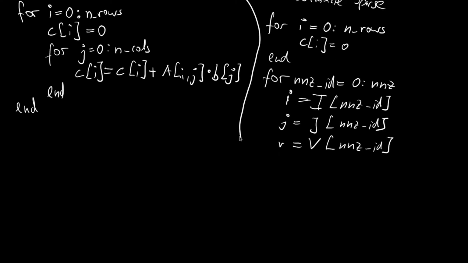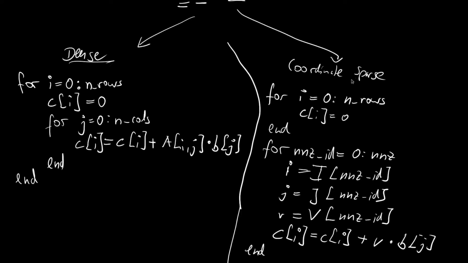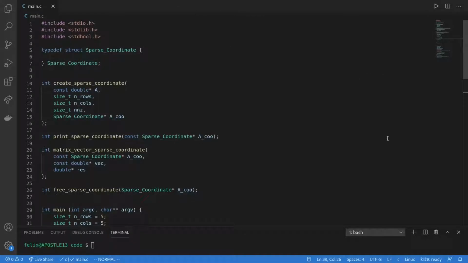And then we can go on and do our actual multiplication, which is really similar to what we have here. C at the position I is C at the position I plus, and now our A at ij is v times B at position j, which we can just access. And then we end our for loop, and this is how we would do this in pseudocode. Okay, now we are in code here.